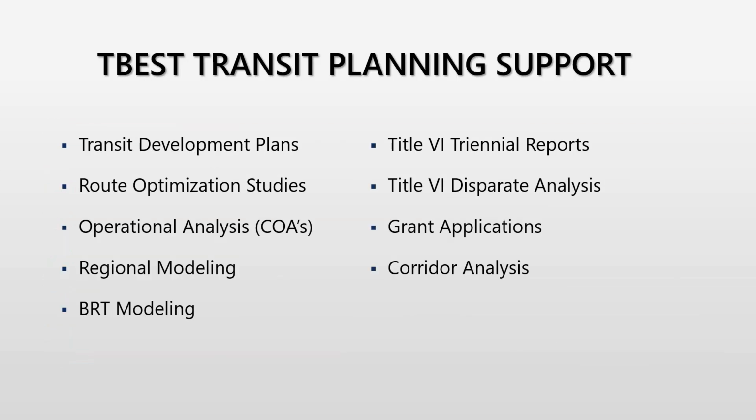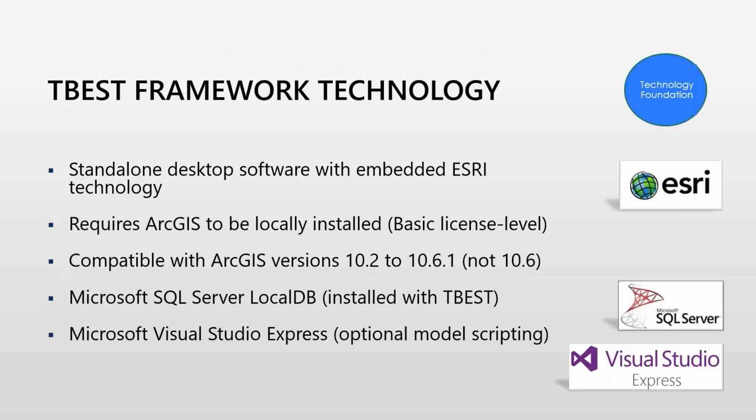So what can TBEST help you support? Transit development plans. This was the primary goal when we first started developing this 16 years ago, was to support TDPs. But it has moved off into other studies and application types that you can see here: route optimization studies, operational analysis, regional modeling and planning, specifically BRT modeling, Title VI, triennial reporting, disparate impact analysis, grant applications, corridor analysis, and there are many more applications for TBEST.